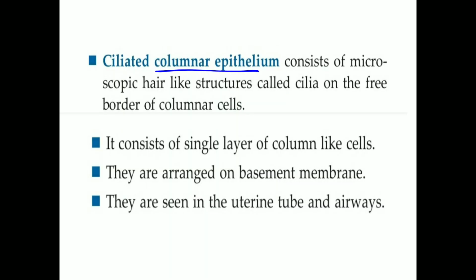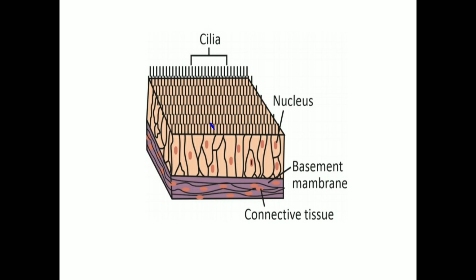And next is ciliated columnar epithelium. It consists of microscopic hair-like structures on its surface. Those hair-like structures are called cilia. You can see that in the diagram. There are hair-like structures on its free border. There are column-like cells, and on the free border of the columnar cells, there are cilia present.